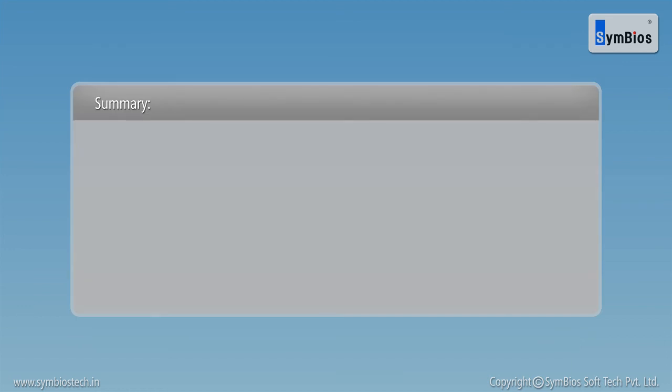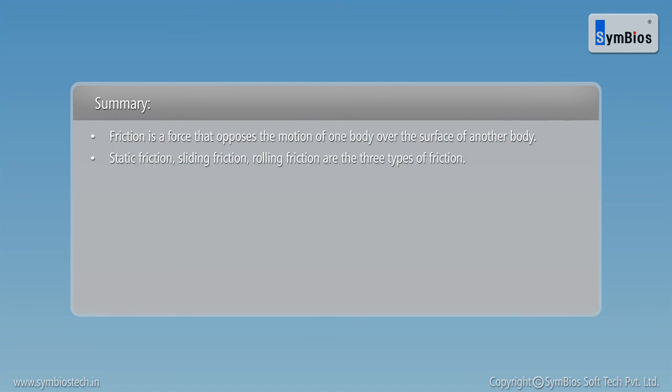Summary. Let us summarize what we learnt in this topic. Friction is a force that opposes the motion of one body over the surface of another body. Static friction, sliding friction and rolling friction are the three types of friction. Thrust is the force which causes compression. The force acting normally on the unit area of a surface is called pressure.